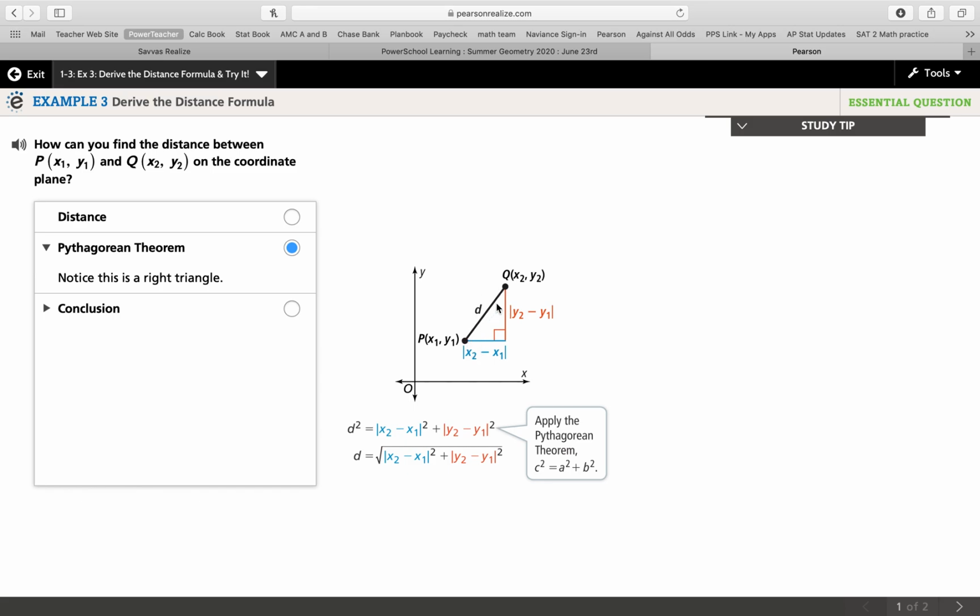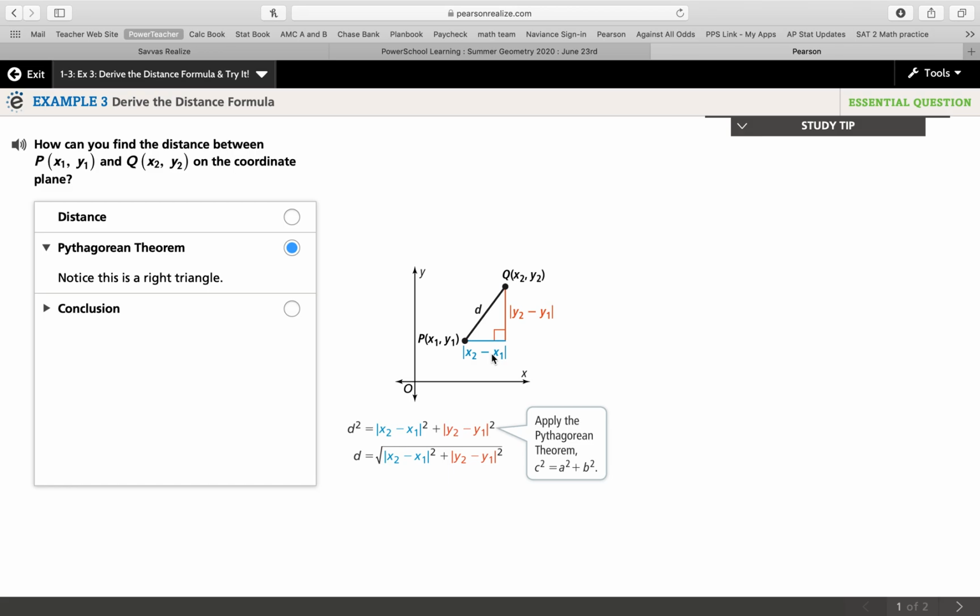So if you take 2 points on a grid, you can make a right triangle with those 2 points. And so it would be this value squared plus this value squared equals d squared. The distance of the blue line is just the horizontal distance, and the horizontal distance is just x2 minus x1, the difference of the x values. And the vertical distance is the difference of the y values.